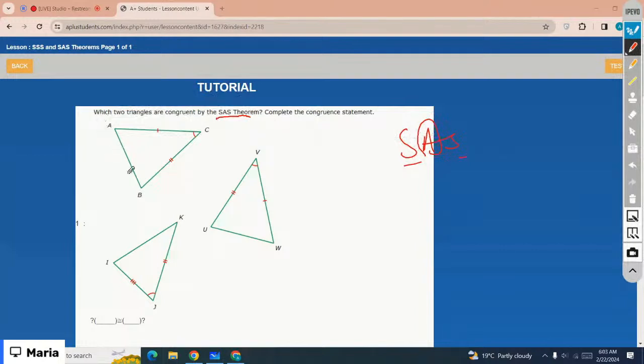Look at triangle ABC and triangle VWU. Side AC is congruent to side VW, angle C is congruent to angle V, and side BC is congruent to UV. So for triangles ABC and UVW, the SAS theorem holds. Got it?